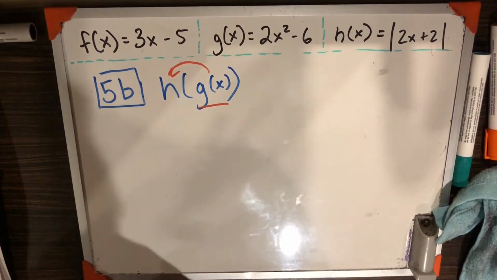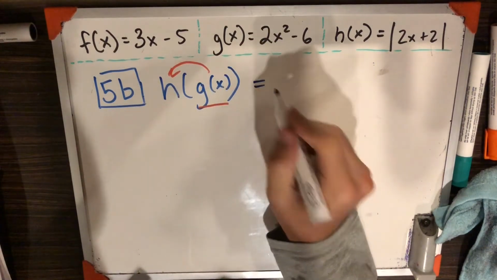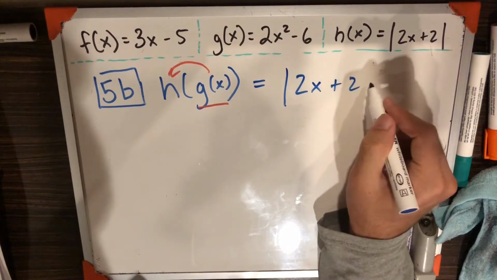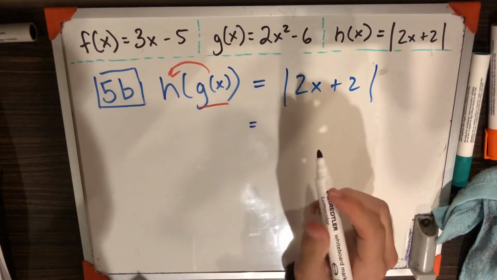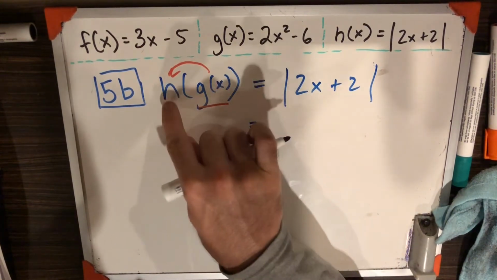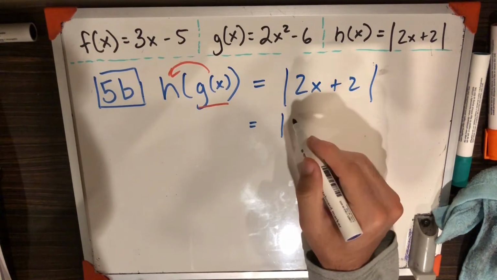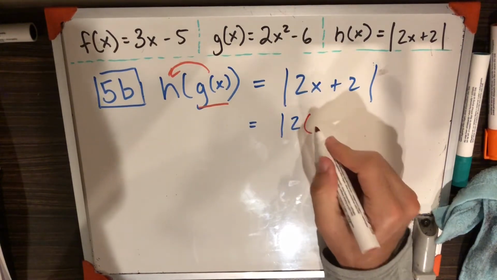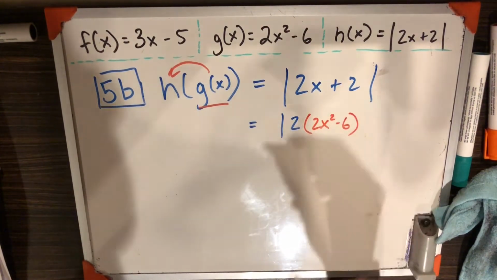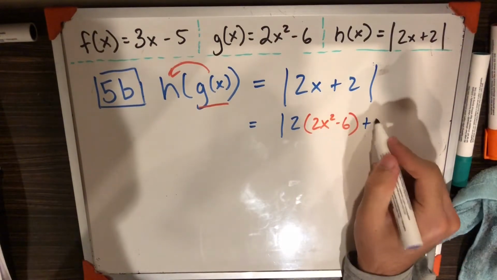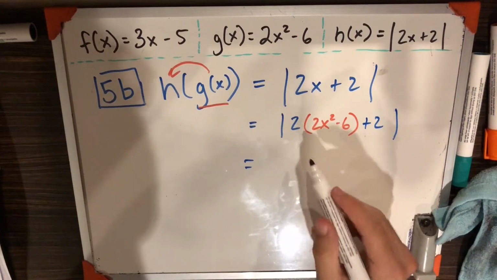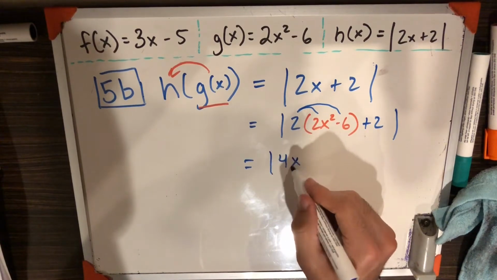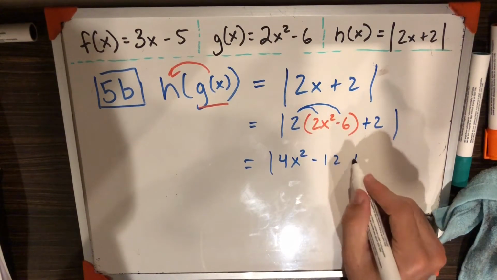The first thing I would suggest is to write h of x. h of x ends up being 2x plus 2. And guess what we're inputting? We're inputting g of x in for h. So instead of x, I'm going to replace it with what g of x is, which is 2x squared minus 6. Everything else stays the same, and I'm simply going to simplify. 2 times this and 2 times that ends up being 4x squared minus 12.